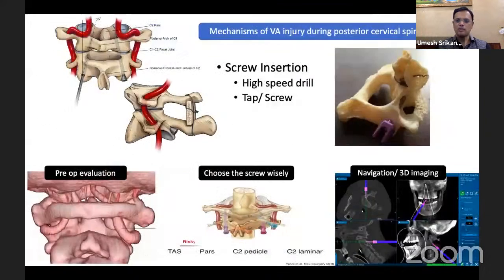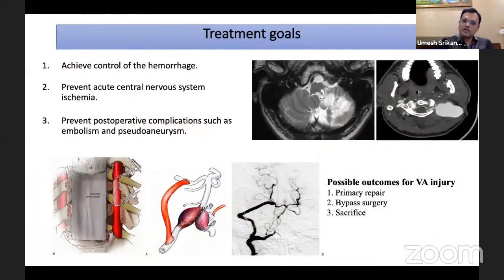Of course, what is going to happen in case of a vertebral artery injury? The treatment goals are, of course, immediately to achieve control of the hemorrhage, prevent any acute central nervous ischemia, and of course, prevent postoperative complications such as embolism or a pseudoaneurysm. Of course, vertebral artery injuries can end up in one of three: either a primary repair, bypass surgery, or a sacrifice.